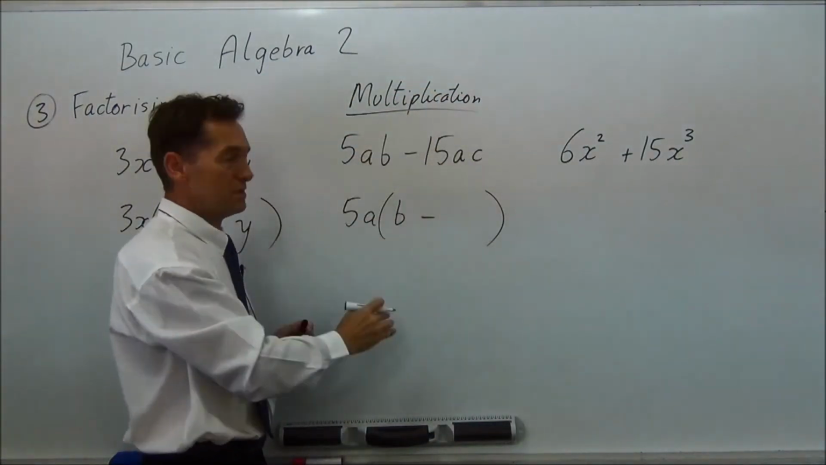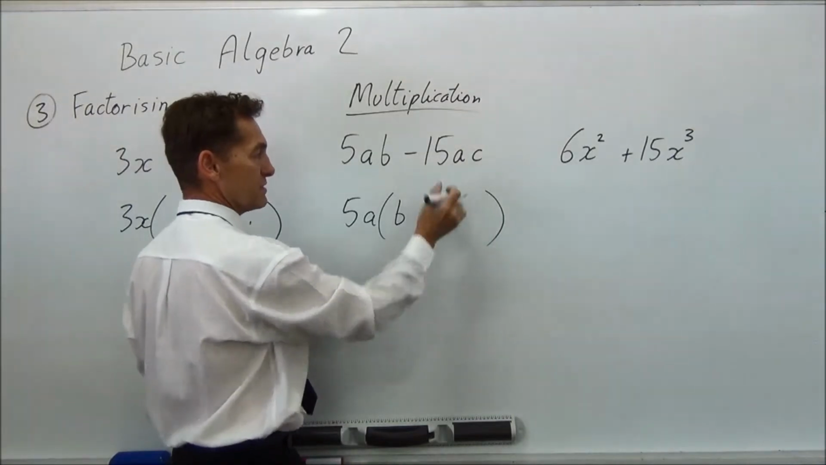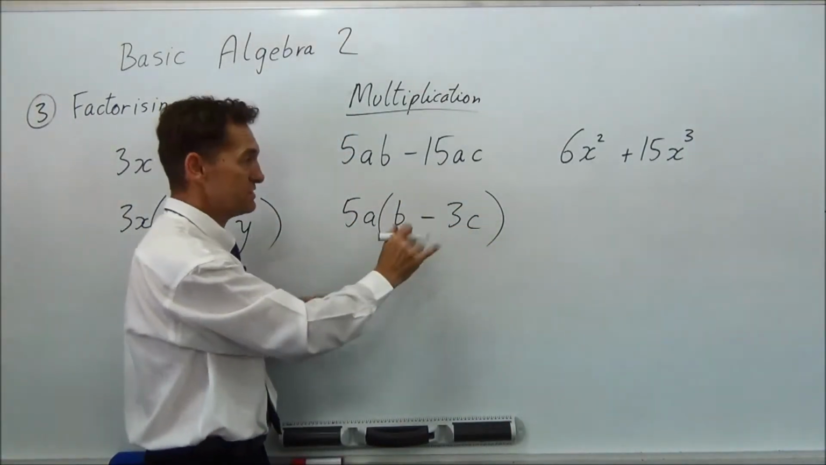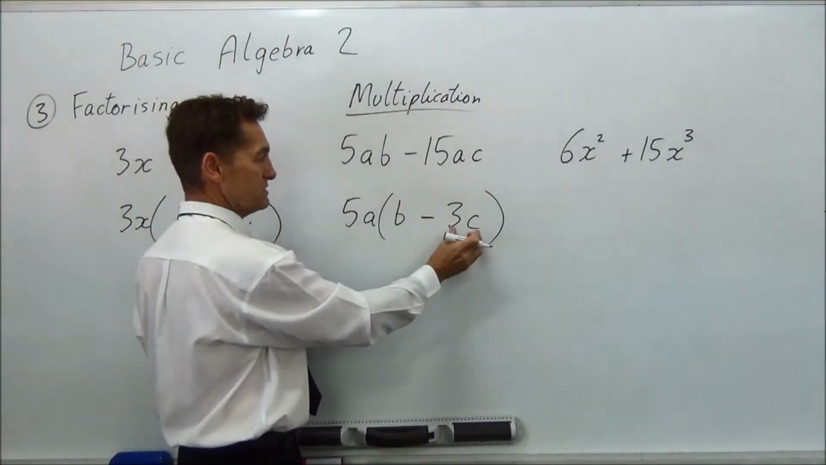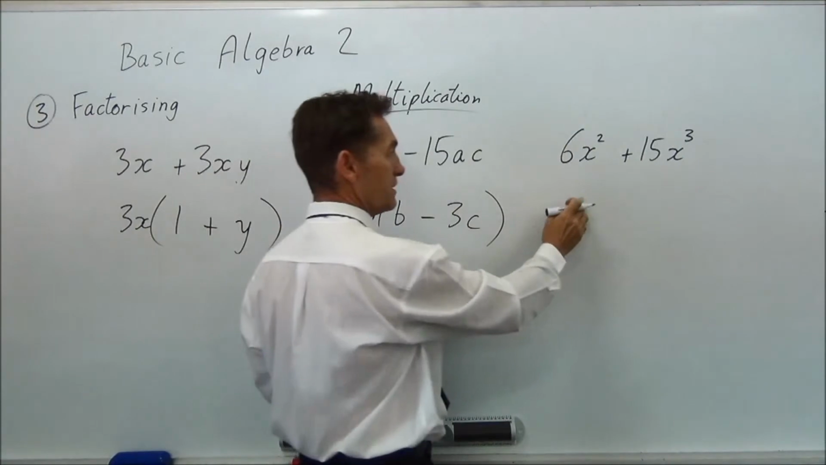Okay, we multiply this by 3c to get back. So this is by 3c. Notice the sign staying the same, I haven't changed it. Okay, 3c times 5a gives 15ac. Go over to this one.